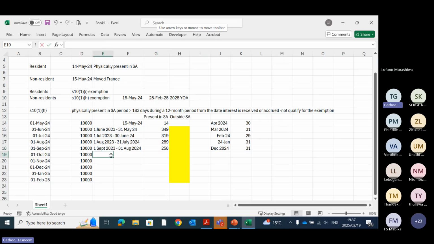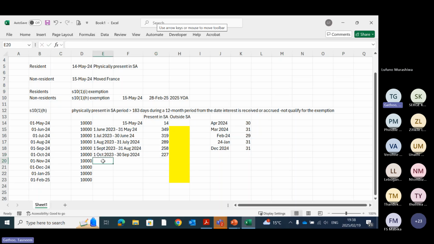Then for 1 October 2023 to 30 September 2024, she was present in SA for 258 minus, is it 30 or 31 days now? Is it not 31? Is it 30? Okay, thank you. Let me just cross check. October is 31. No, you are correct. 31. Okay.